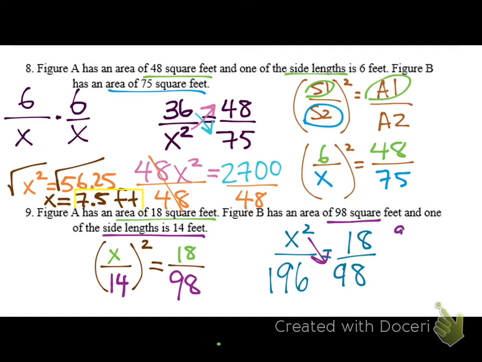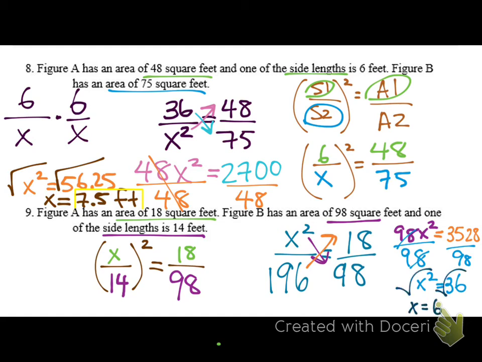Cross multiply, we get 98x squared equals 3528. Divide by 98. x squared equals 36. Take the square root. Correct. 6, and it'd be feet.